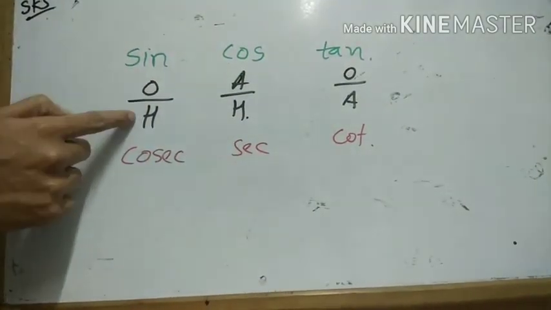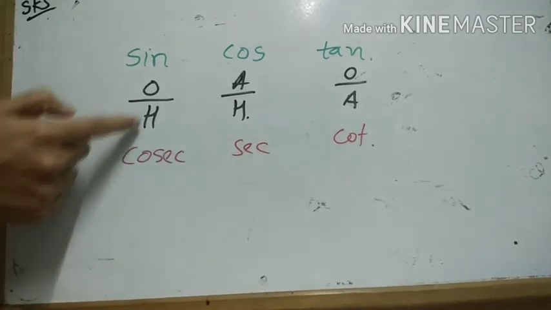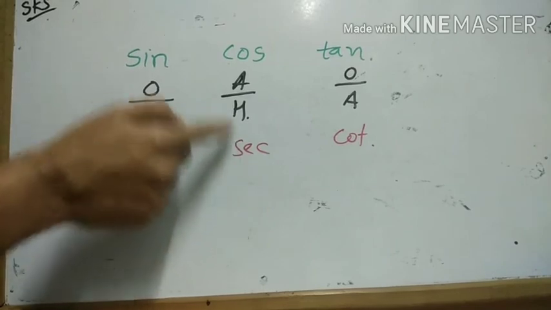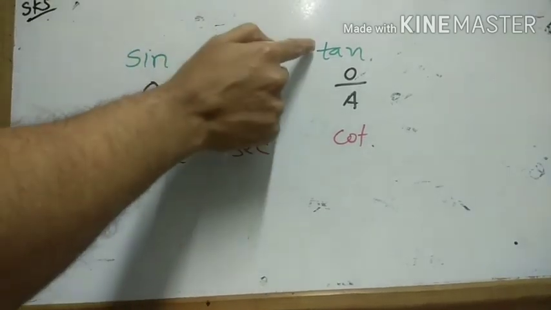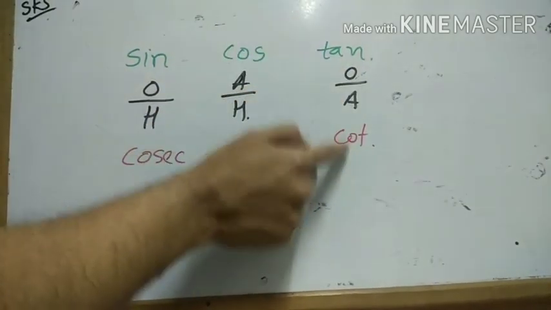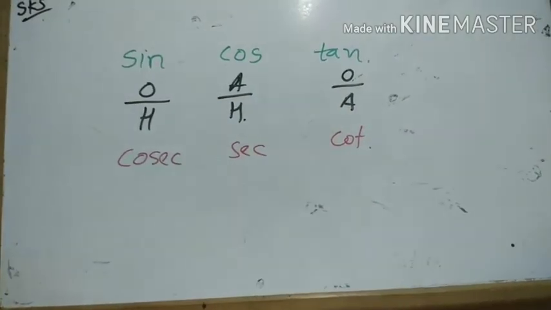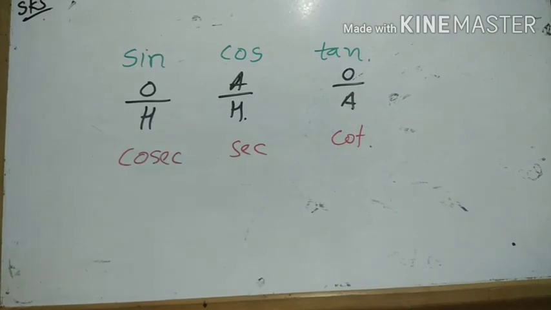Sine ratio O upon H. If you are talking about cosec, then it will be H upon O. Cos ratio A upon H. Sec will be H upon A. Tan ratio is O over A. And cot will be A over O, where O stands for opposite side, A stands for adjacent side, and H stands for hypotenuse.